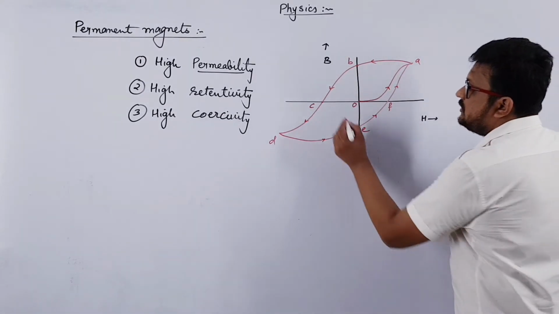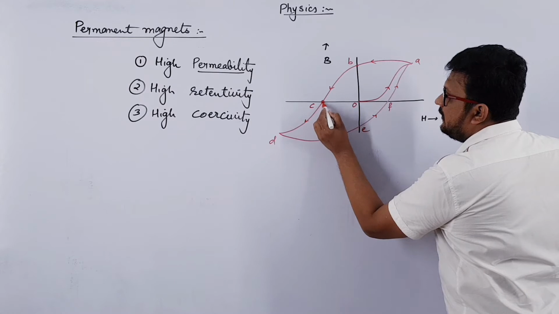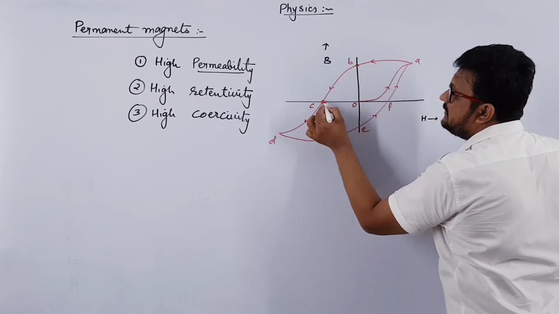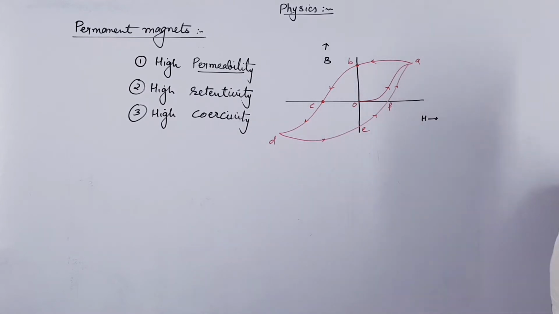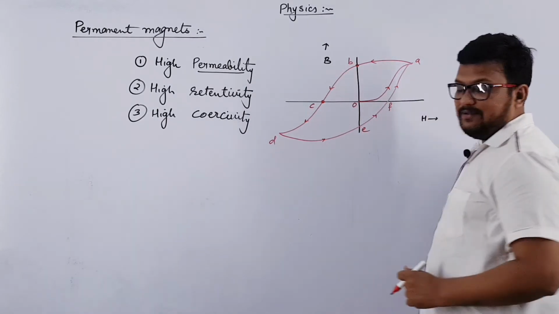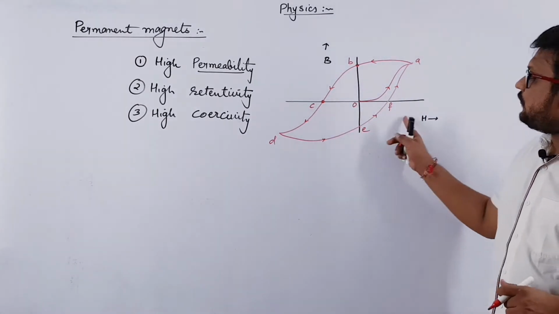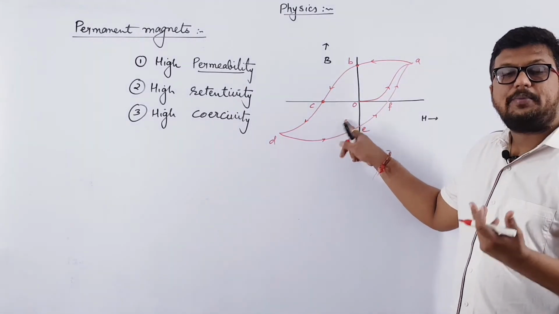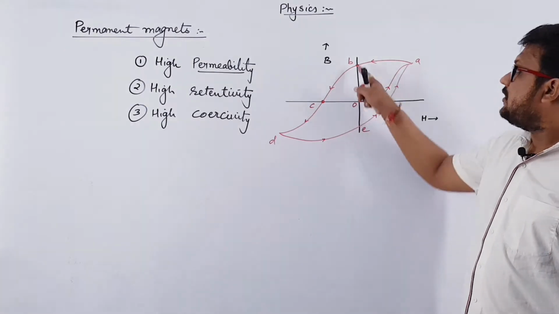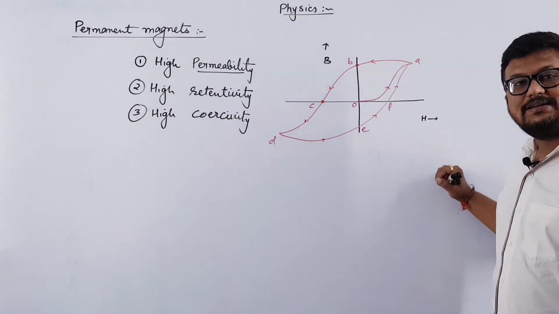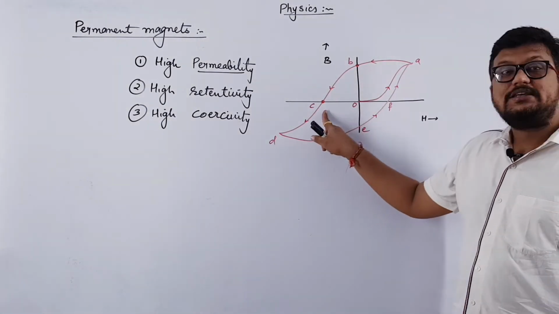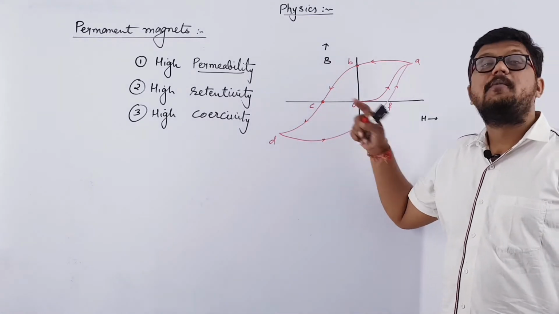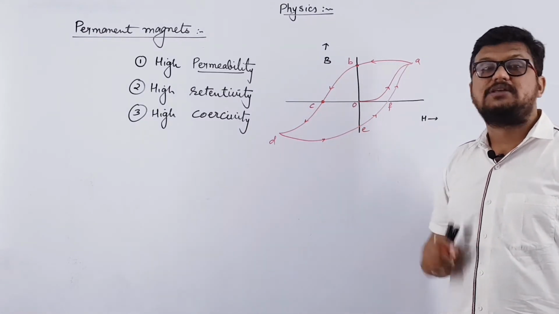Now these points B and C correspond to retentivity and coercivity. Here point B is known as retentivity. Why retentivity? Even if you make current zero, the material will have some magnetic property. It will retain some magnetic property. That's why we are calling this retentivity. And point C represents coercivity, meaning the amount of current required to demagnetize the material.